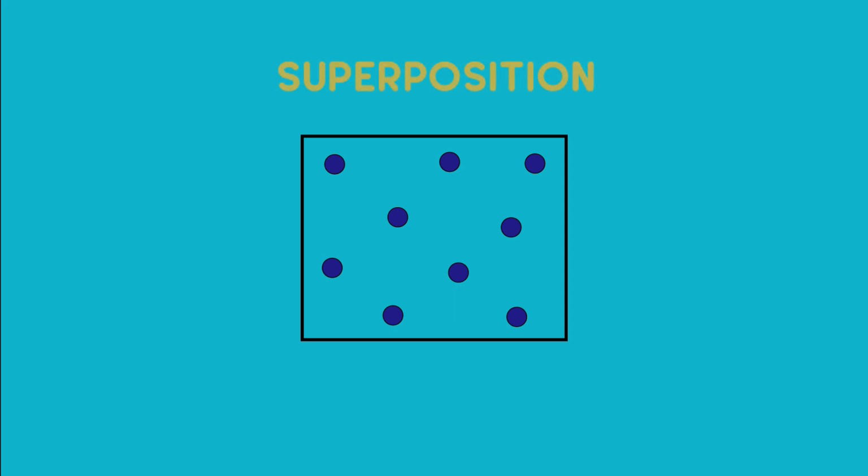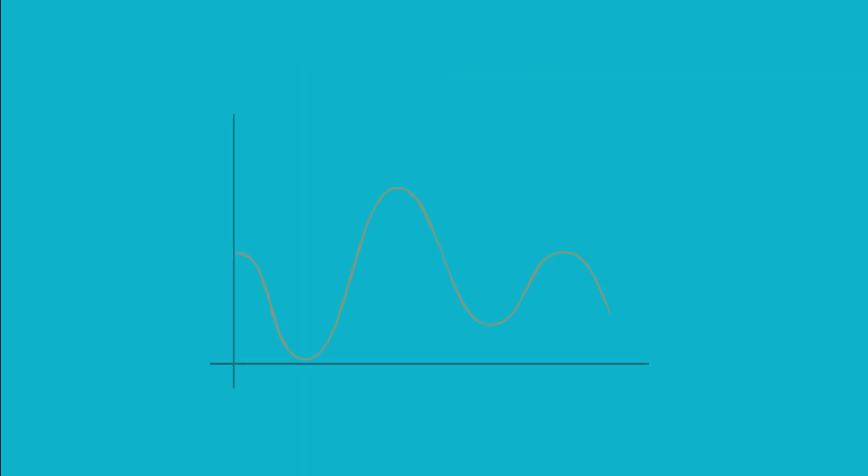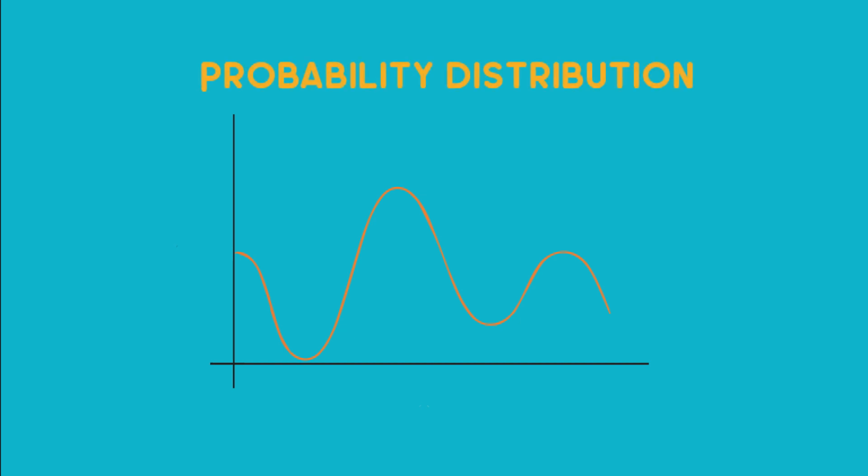This is called superposition. If this wave function were to be graphed, it would show the probability distribution of the electron being at a certain location, known as the wave function.